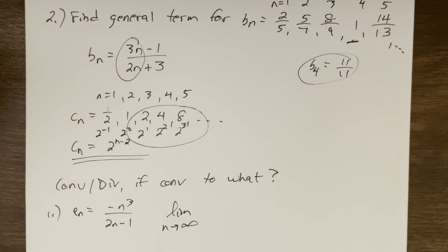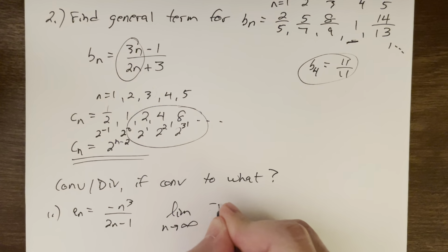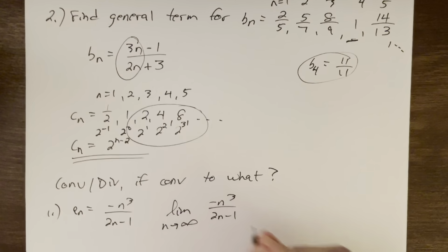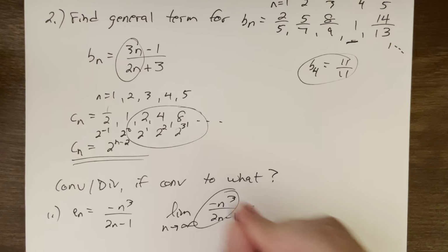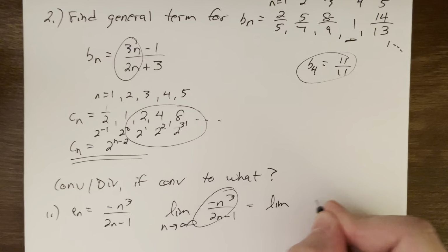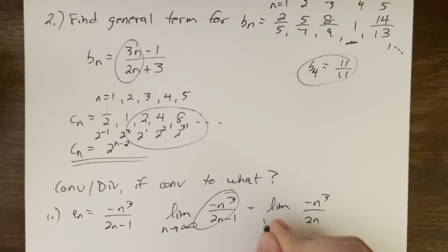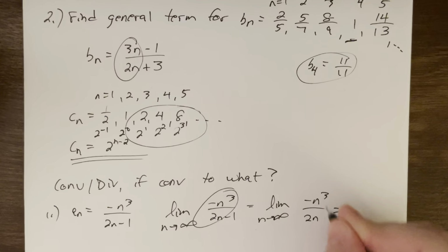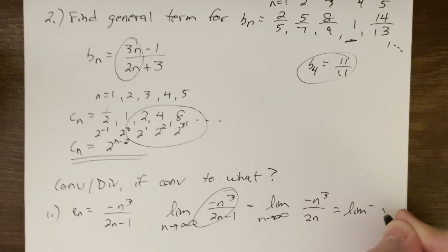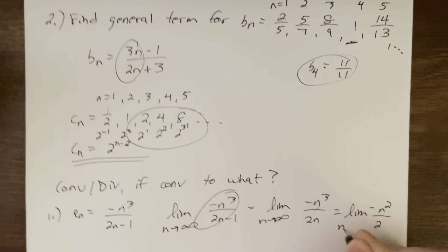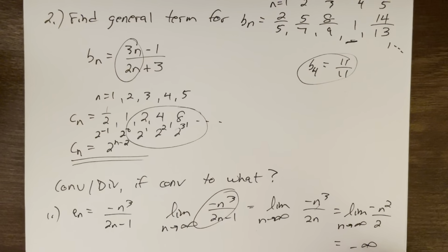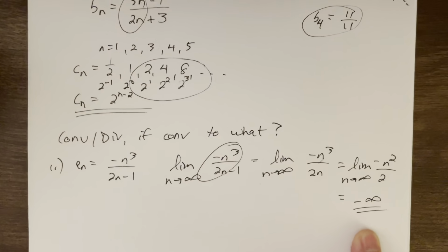That shows me you know what you're doing, and then I understand you're just doing that limit work in your head. You could certainly show me negative n cubed over 2n minus 1. I'm going to use the dominant terms. So negative n cubed over 2n. The n would cancel, so I get negative n squared over 2. That goes to negative infinity.